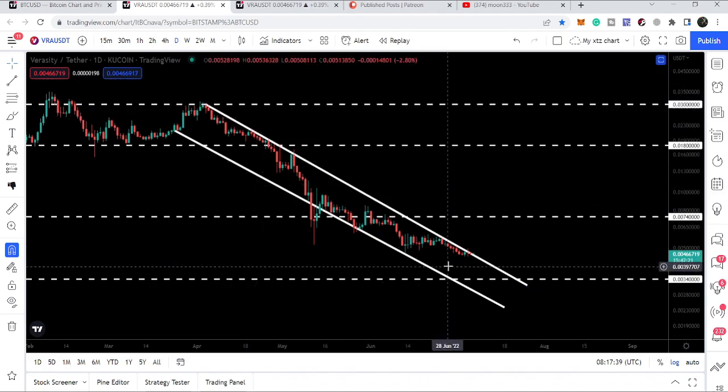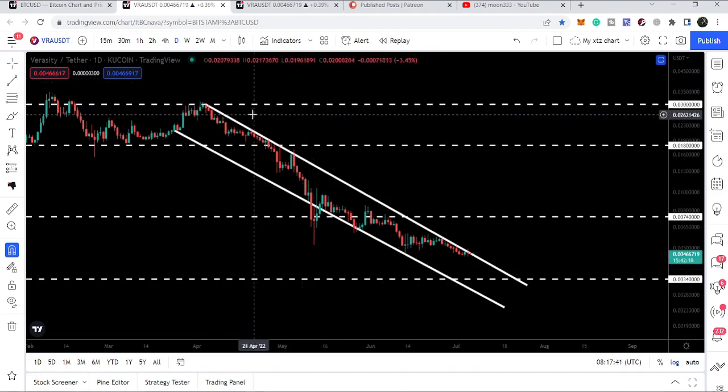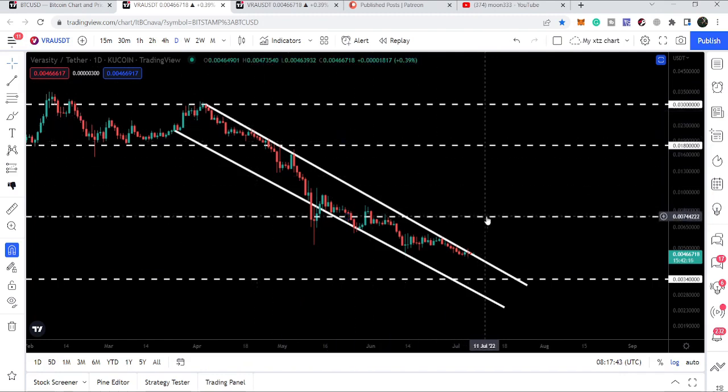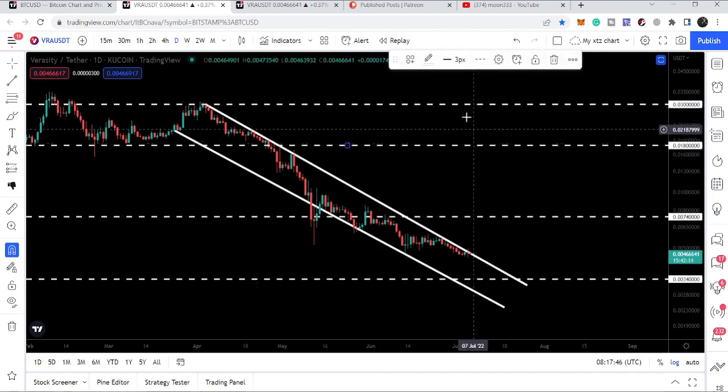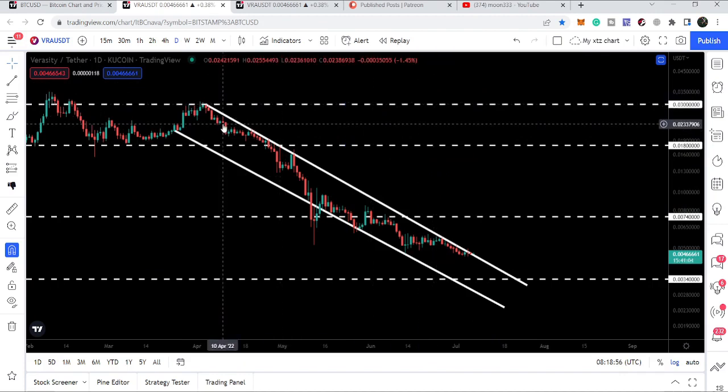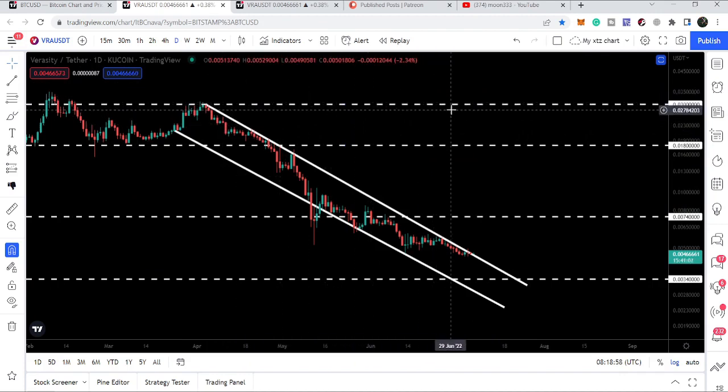After breaking out of this channel, our target is also here at 3 cents. Before that, we need to break out this resistance at 1.8 cents, and then we can expect that Verasity will hit this final target of 3 cents.